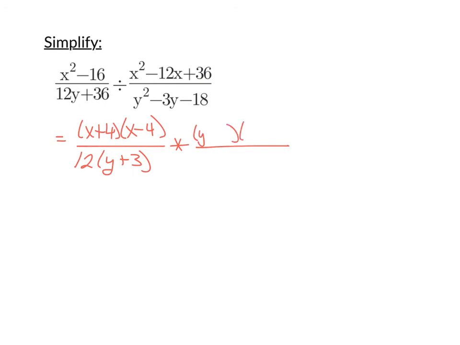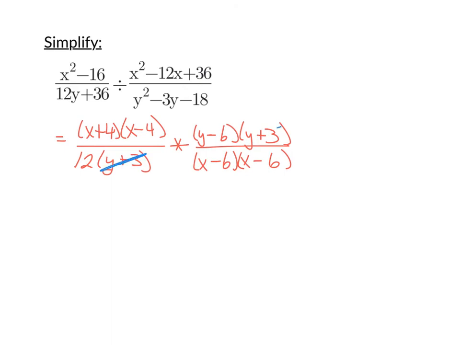Factoring that, y squared factors into y times y, and 18 factors into 6 times 3. Negative 6 plus 3. That makes that negative 3y that's in the middle. The x squared minus 12x plus 36 needs to come down in the denominator. And we're going to factor that. X squared factors into x and x. 36 factors into 6 and 6. Both of them negative. Now that it's turned into a multiplication problem, we look for those common factors.